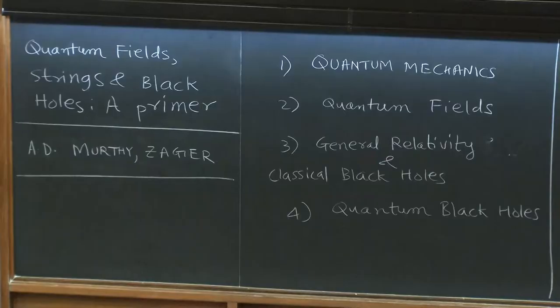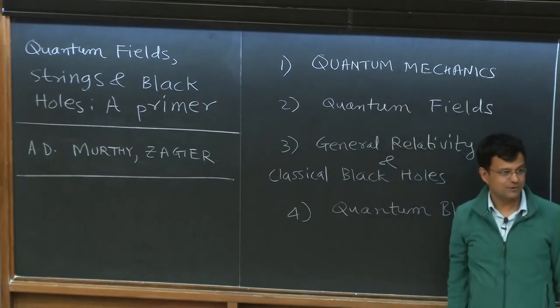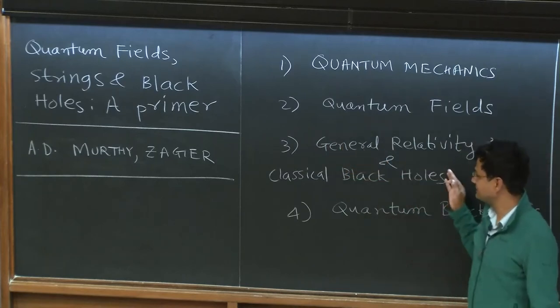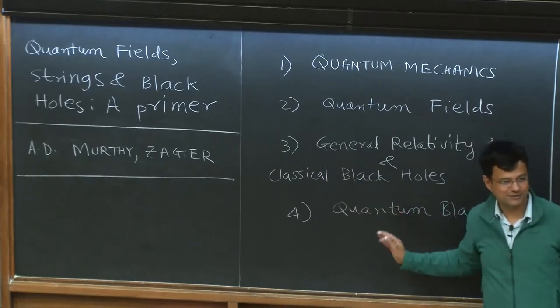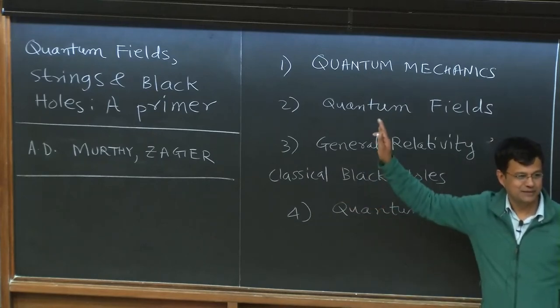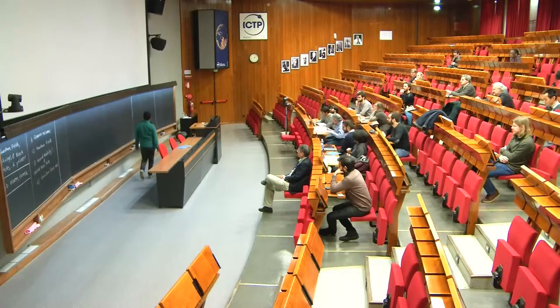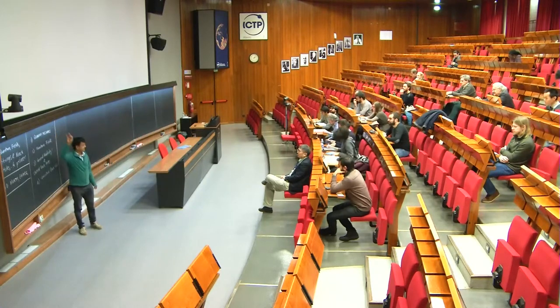Basically, the plan of my lectures was that the first lecture was quantum mechanics. The second lecture, today, is going to be about quantum field theory, quantum fields. The third lecture will be about general relativity and classical black holes. And the fourth lecture is going to be about quantum black holes. As you can see, it's a very steep plan. I don't know how much we will succeed, but we more or less succeeded in explaining quantum mechanics. Today I will explain what are quantum fields.